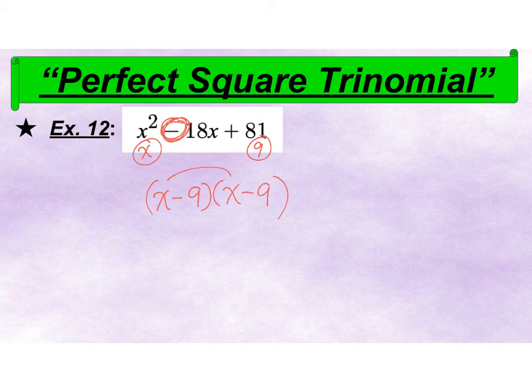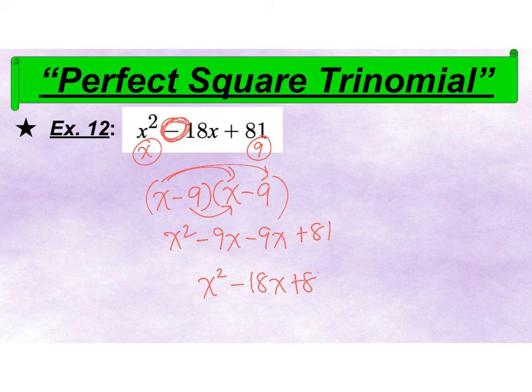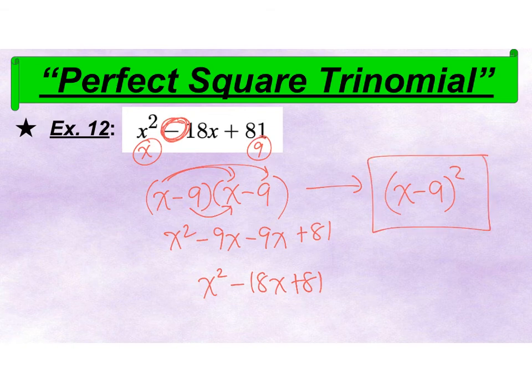Let's just double check. X times x is x squared. X times negative 9 is negative 9x. Negative 9 times x is negative 9x. And negative 9 times negative 9 is a positive 81. So it does in fact go to x squared minus 18x plus 81. So we can say our answer is x minus 9, whole thing squared. That is the factored form.